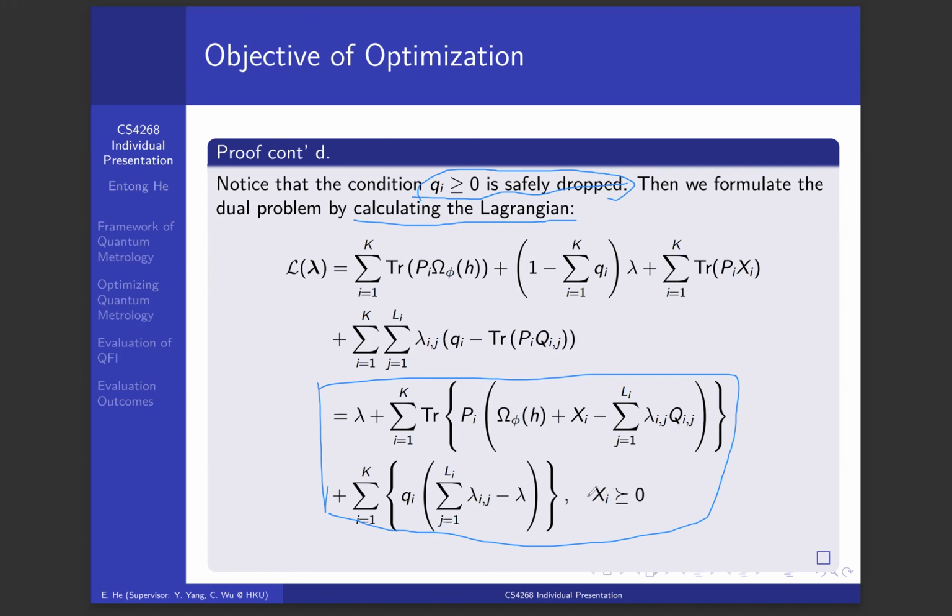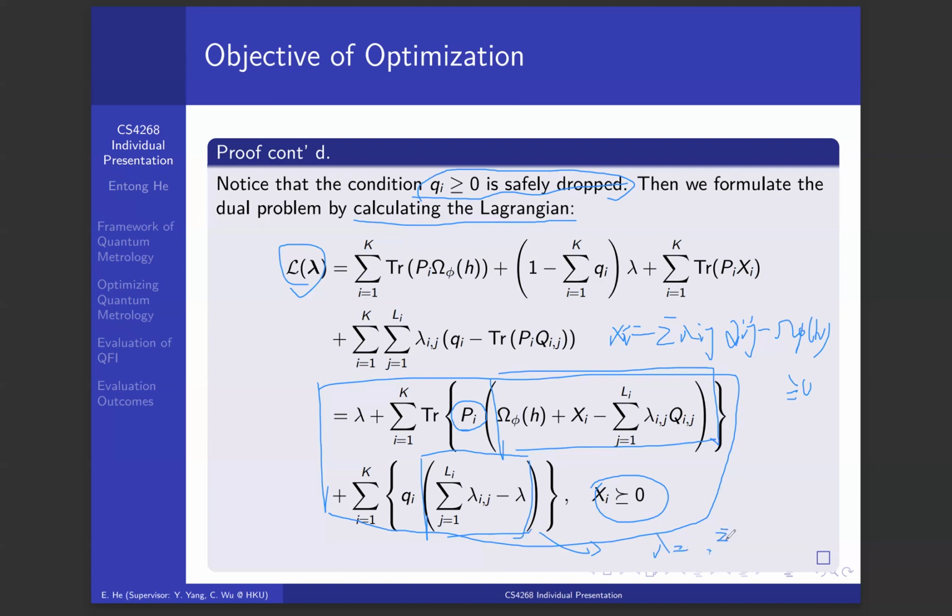It's quite simple and requires that the multiplier x sub I, in operator form, be positive semi-definite. The only possible case is that all the internal coefficients become 0. This is the usual practice in formulating the Lagrangian, and it will give us x I equals the sum of lambda ij q ij minus sigma sub phi h, which is positive semi-definite, and lambda equals the sum over ij of lambda ij, which are also equal.